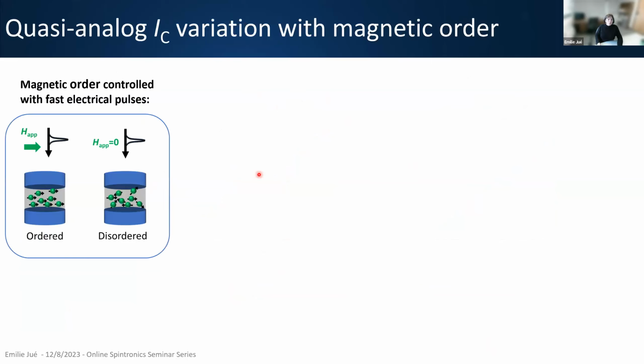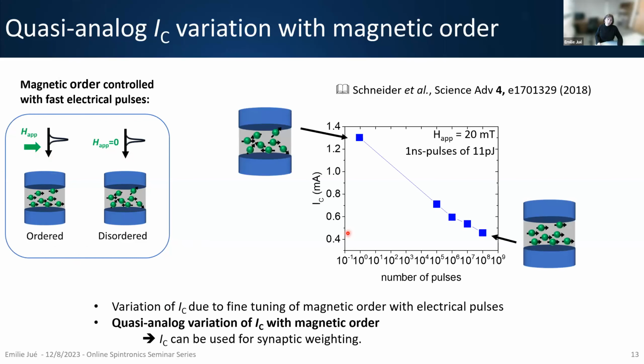So to control the magnetic order of the device, another method that we use is to apply fast electrical pulses through the device in the presence or in the absence of a magnetic field, which allows us to obtain an ordered or disordered magnetic state. So here I show that we measure the critical current of the device as a function of the number of pulses that we apply through it in the presence of a small magnetic field.